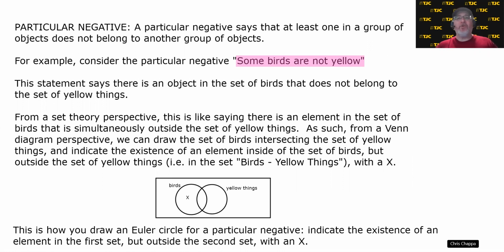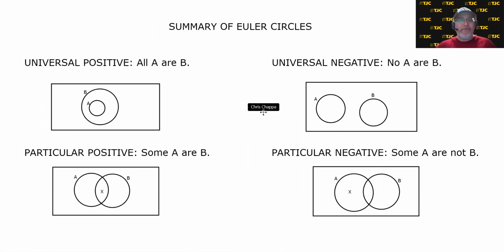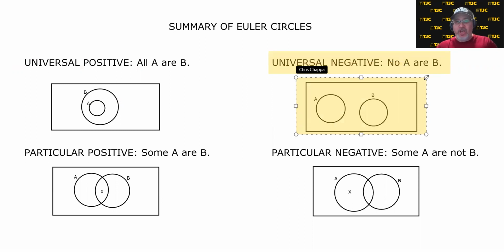So let's quickly summarize the four types of Euler circle Venn diagrams. The universal positive is for a statement of the form, all A are B. And the Euler circle is a circle A inside of circle B, meaning that everything in A simultaneously belongs to B. For the universal negative, and let's highlight these as we talk about them. So there's the universal positive we just talked about. For the universal negative, a statement of the form no A are B, we have to illustrate that there is nothing in common to sets A and B, which we show with two disjoint circles, two circles that do not intersect.